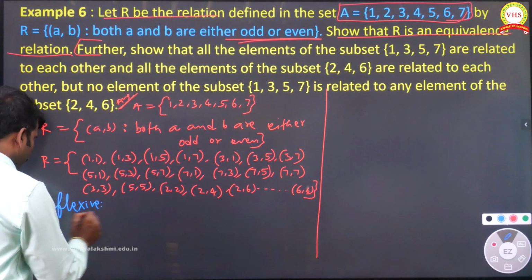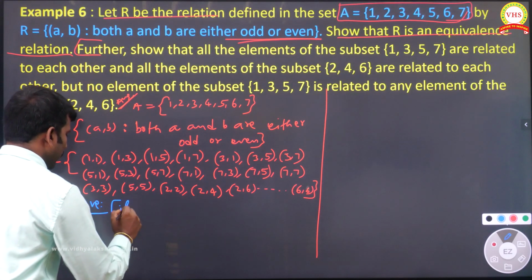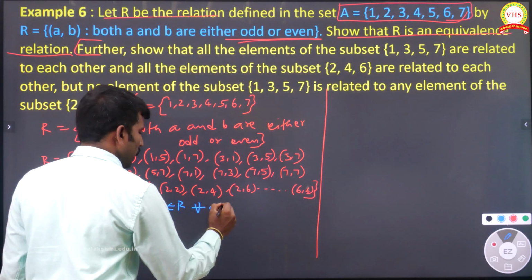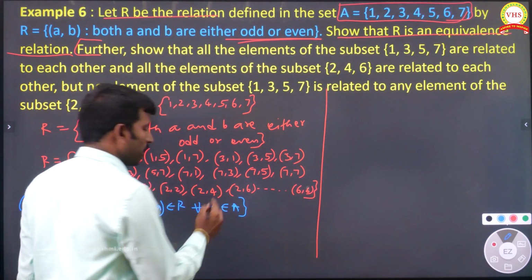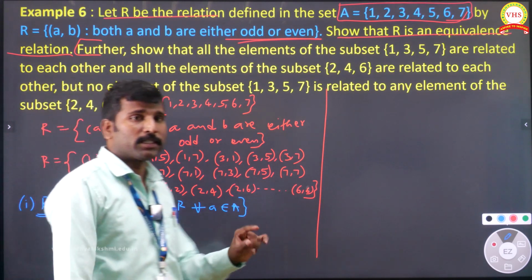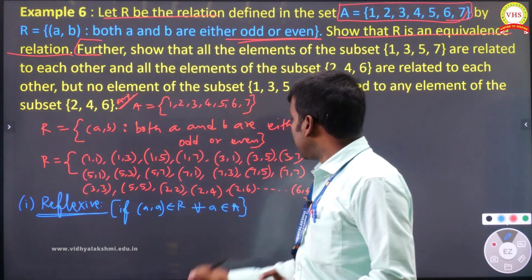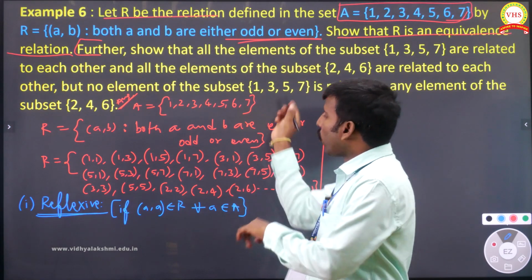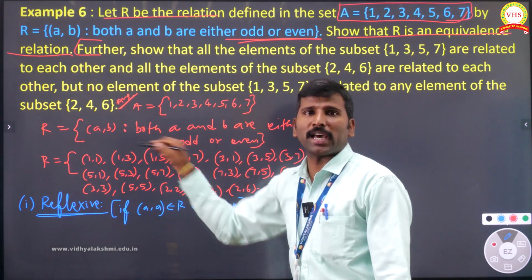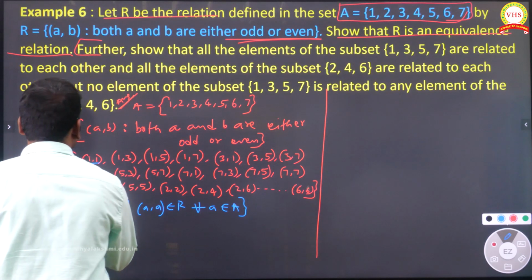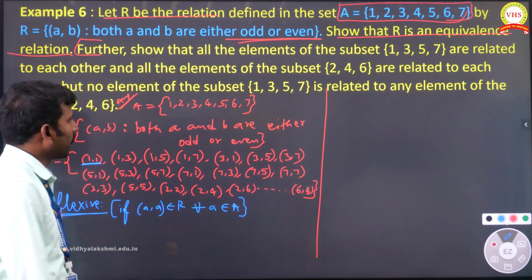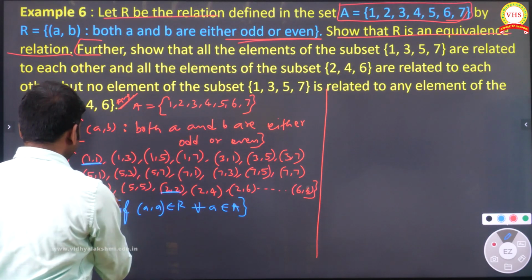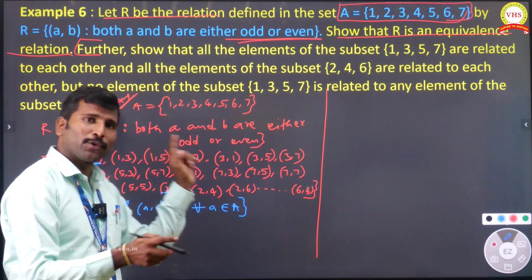So if I am taking reflexive, what does the formula say? If (a, a) belongs to R for all a belongs to A. This is the meaning: whatever elements you have, the same term should be in R. It means if 1 is there, then (1, 1) should be there. Next, if 2 is there, (2, 2) should be there. Next, if 3 is there, (3, 3) should be there. Next 4 means (4, 4).